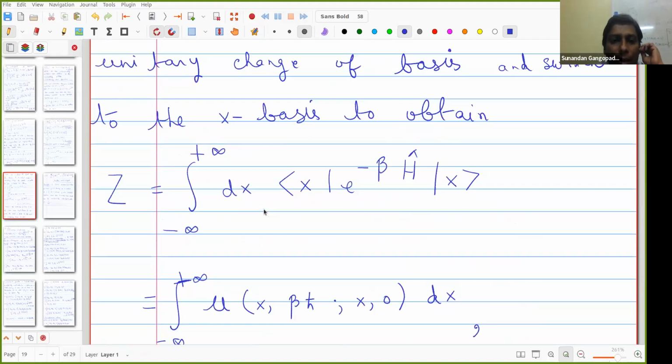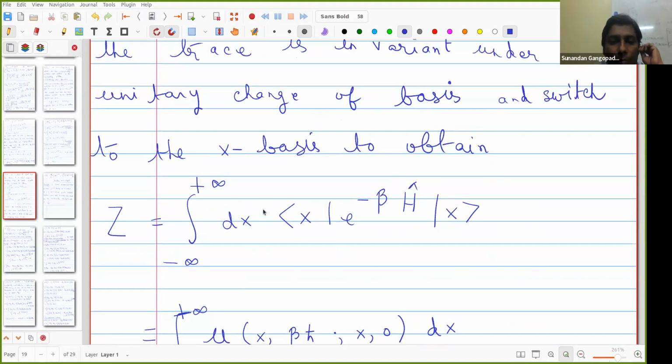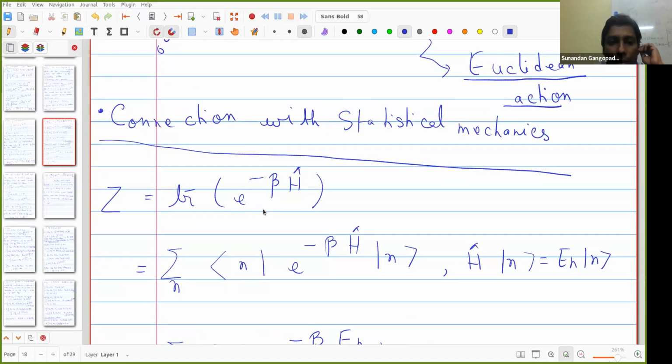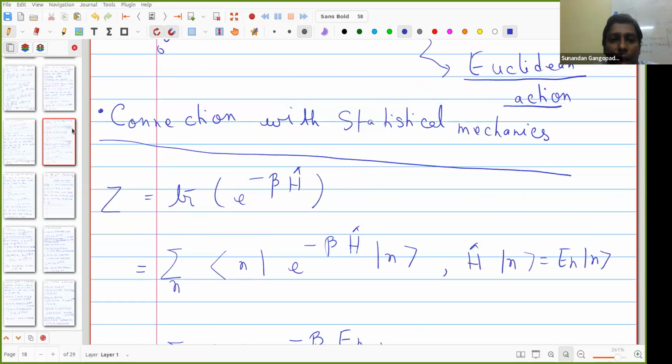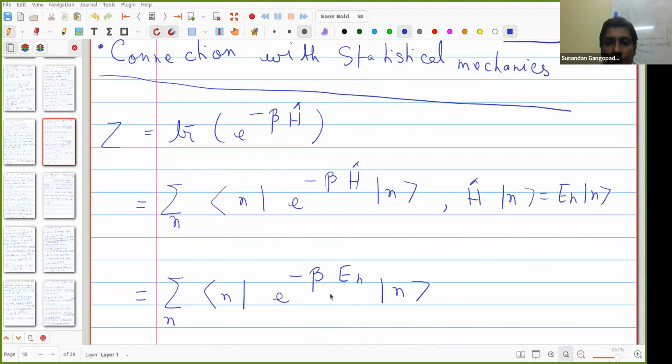Yes, this is a nice question. Let me go back a few slides. Look at the slide where I talked about this connection with statistical mechanics. In quantum statistical mechanics, the partition function can be written as the trace of e to the power of minus beta H hat.